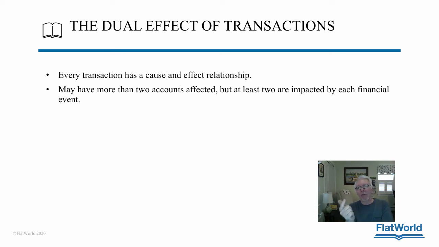Cash, accounts receivable, inventory, those are assets. Accounts payable, notes payable, those are liabilities. Okay. Retained earnings, common stock, those are equity accounts. There can be many, many more. Those are just a couple of examples.